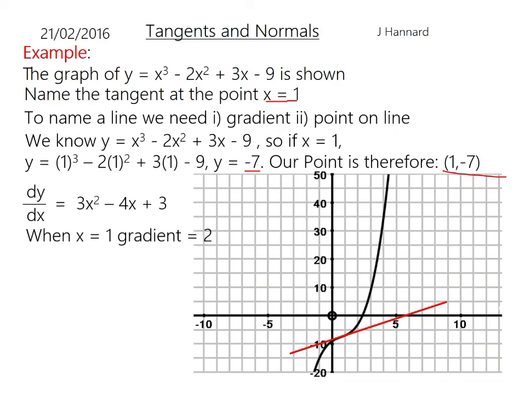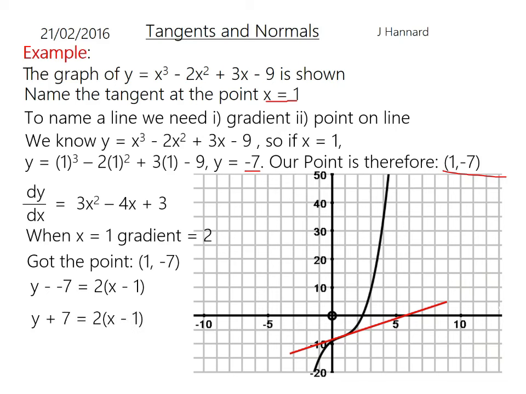And now how we name a line is y minus b equals m(x minus a). So carefully with your double negatives here, it's going to be y minus minus 7 equals 2(x minus 1). So y plus 7 equals 2x minus 1. Expand: y plus 7 equals 2x minus 2. Tidy up, and you get y equals 2x minus 9. And that is the equation of your tangent.